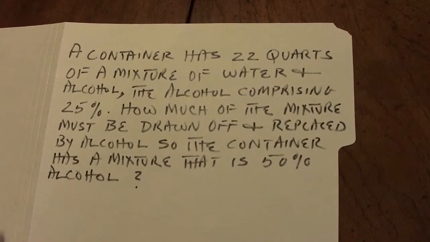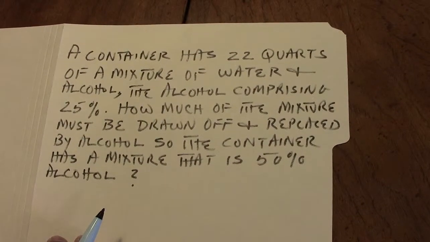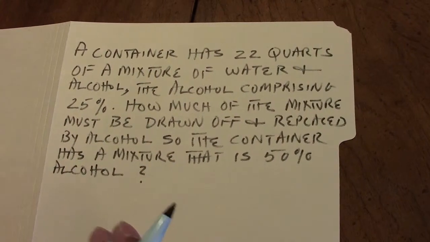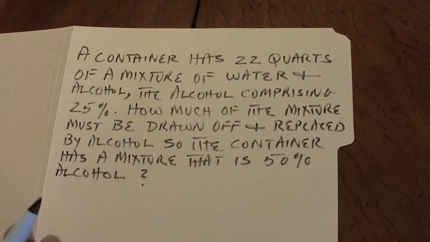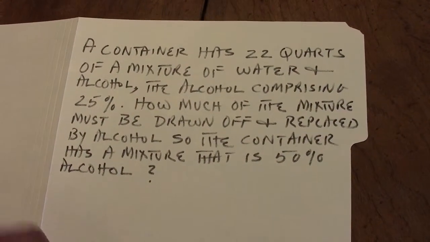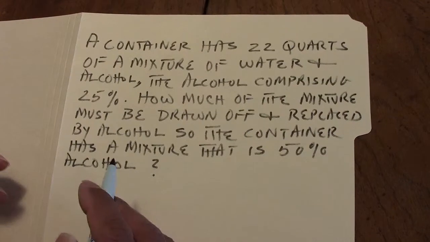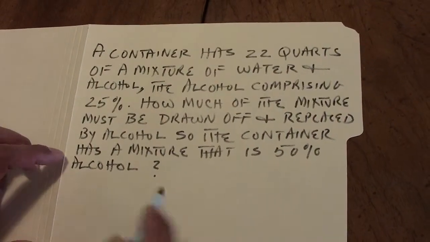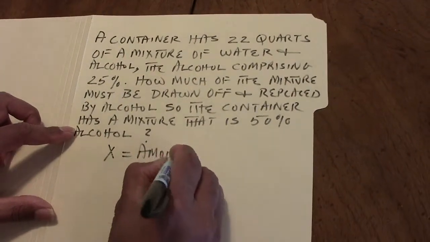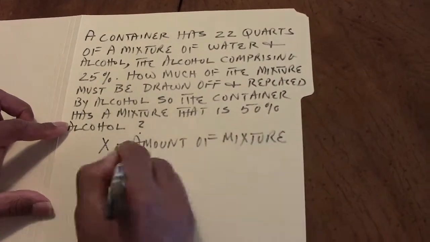When you first read the problem, it may appear confusing, so the first thing to do is to get a good picture of what the problem is asking. A container has 22 quarts of a mixture. Now, from this mixture, a certain amount is going to be taken out and then replaced by alcohol, so that in the end the new mixture is 50% alcohol. So let's say that X is the amount of mixture taken out.